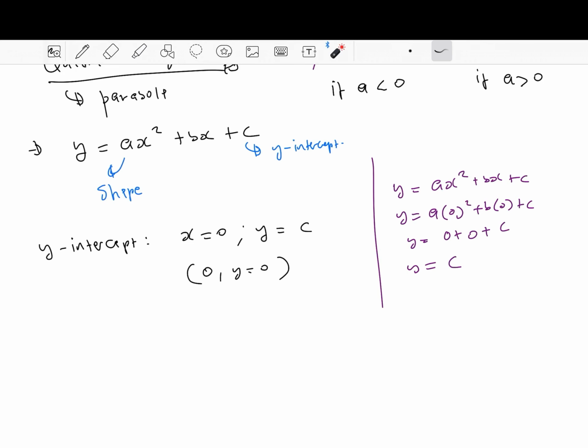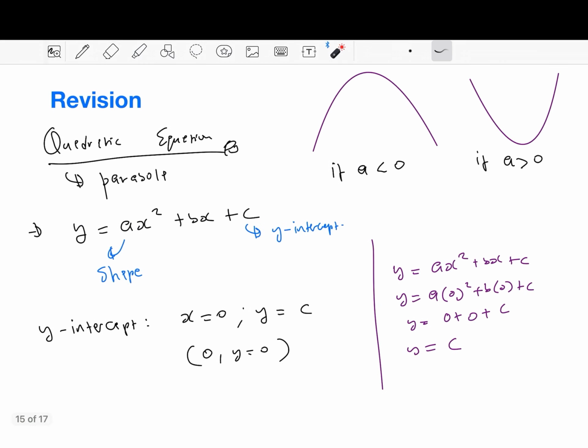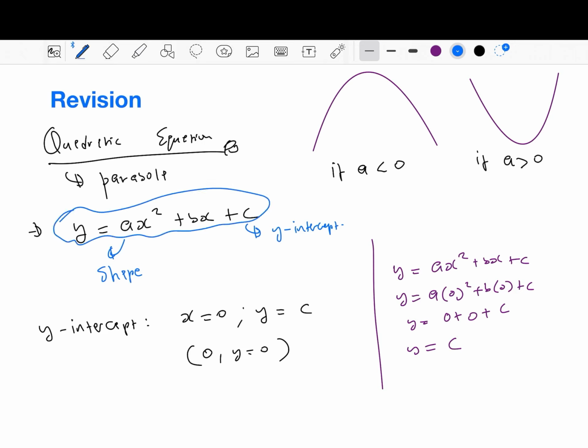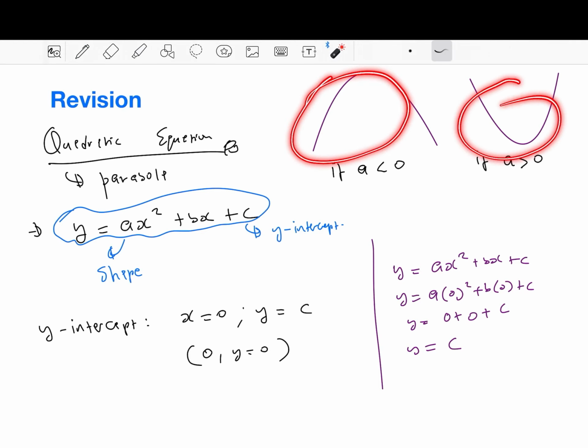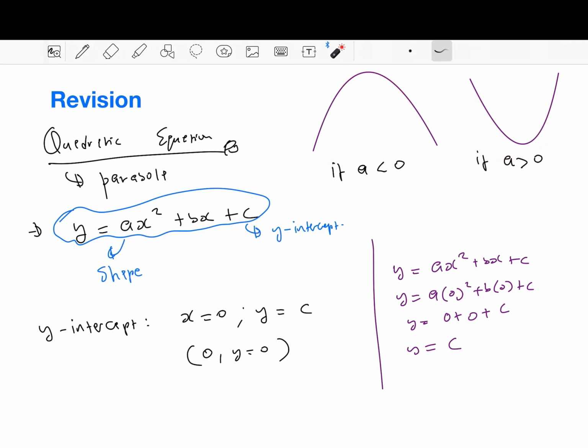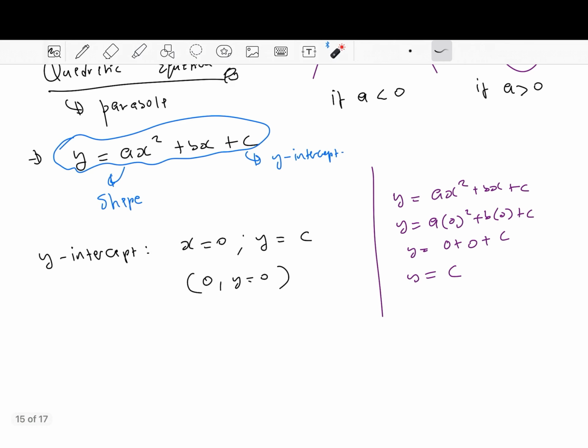That's a y-intercept. Okay, so essentially what we have learned now is these two things here. We have learned that a parabolic equation looks like this, and we know the parabolic shape and how they look. We know that A controls the parabolic shape: it can face down or face up, whether A is positive or negative. And we've learned about the y-intercept.